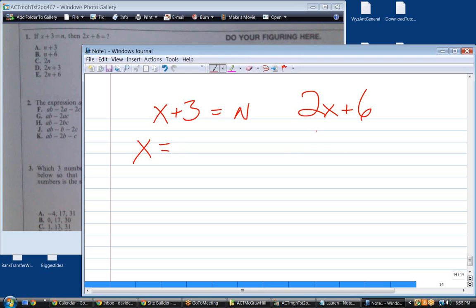Now, forget this one for a moment. Solve this first one for x as best you can. You can't solve it for a number, but you can solve it for x as a function of n. Isn't it equal to n minus 3? Okay. Now, plug that in over here for x.